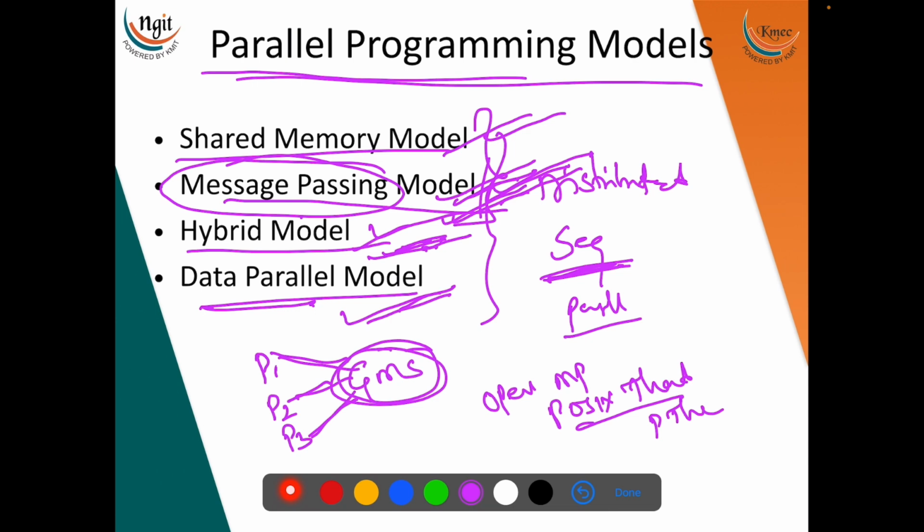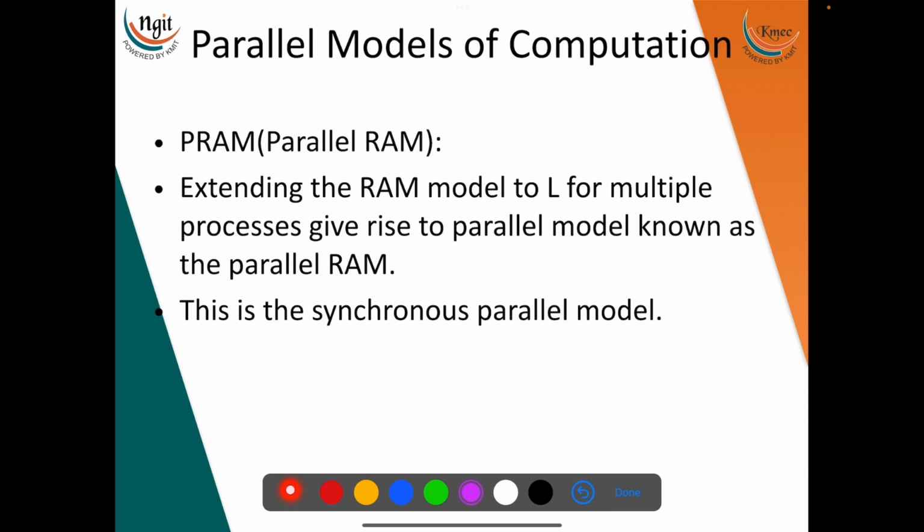Now, let's extend the RAM model to allow for multiple processors. This gives rise to a parallel model known as the parallel RAM, or PRAM. This is a synchronous parallel model in which all processors share a common memory space. Because of its conceptual simplicity, this model is one which almost all parallel computers evaluate in one way or another. The PRAM model is also well suited for discovering inherent parallelism. Finally, the PRAM model seems ideally suited for finding general parallelism, which can be used to develop efficient parallel algorithms.